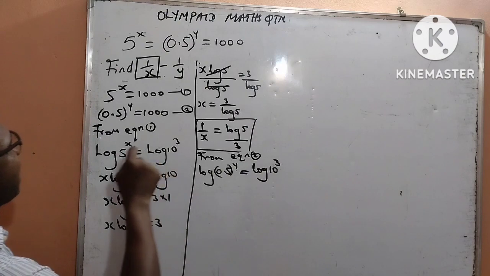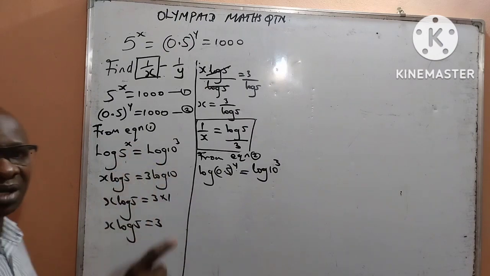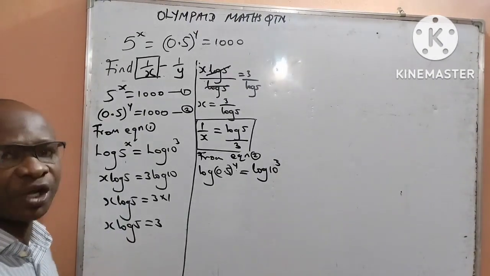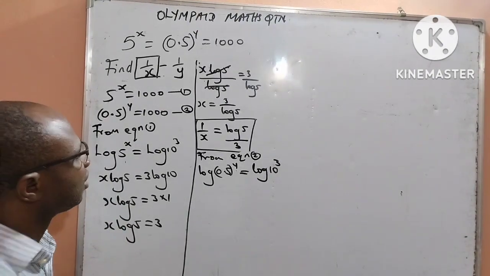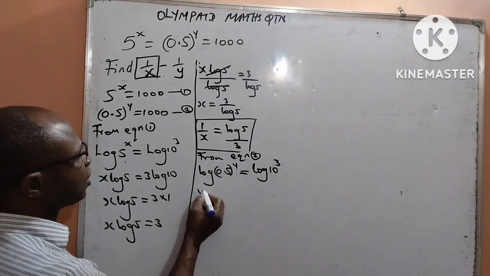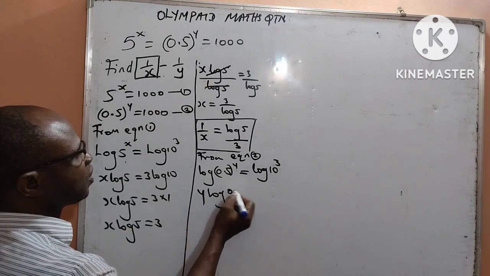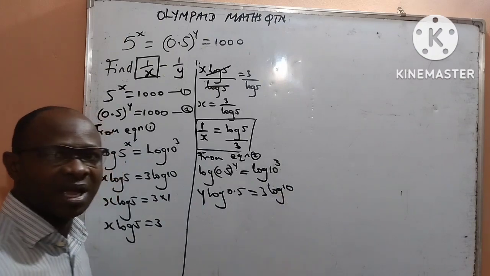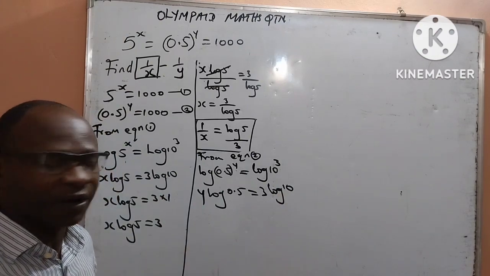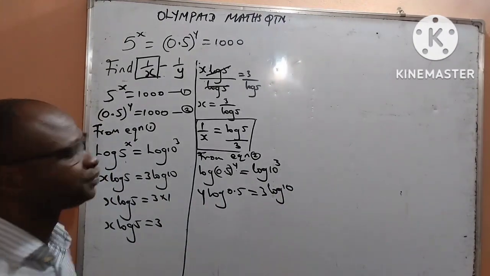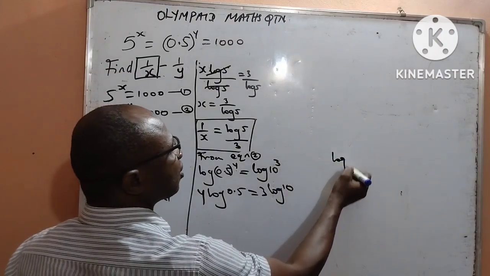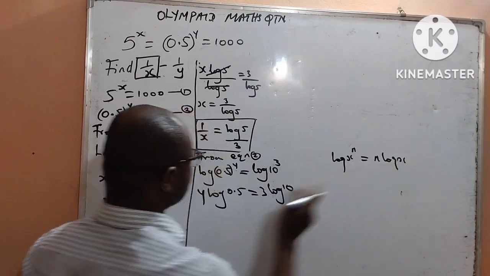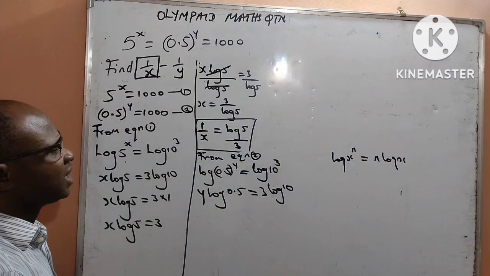What then? I will apply the same thing I did here, which is the log to power 3, which is going to give me 3 log 10. Okay, this is now going to be y log 0.5 is equal to 3 log 10. I have applied the power function of logarithm. That is the power law. Remember I said that the log of x to power n is equal to n times the log of x. That is what I have done here.